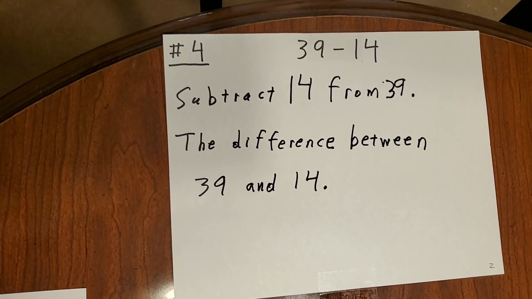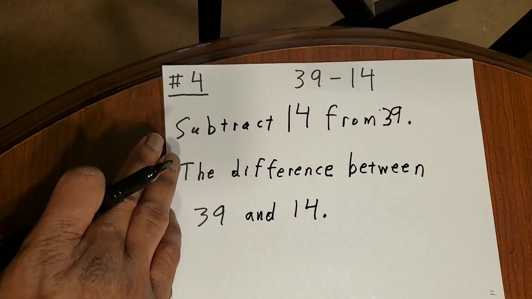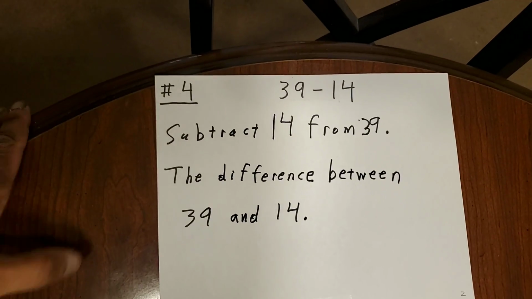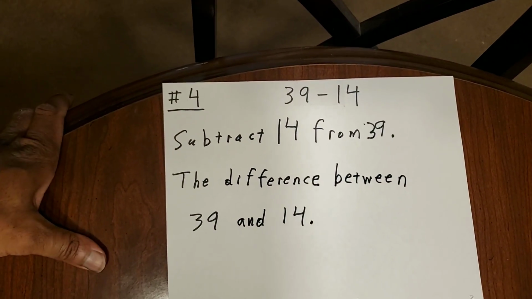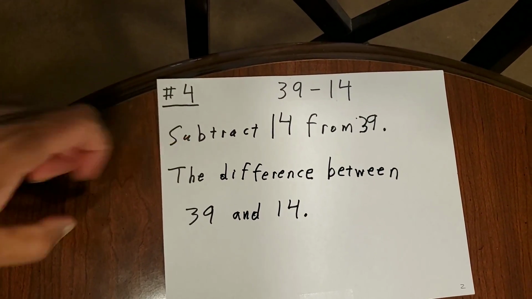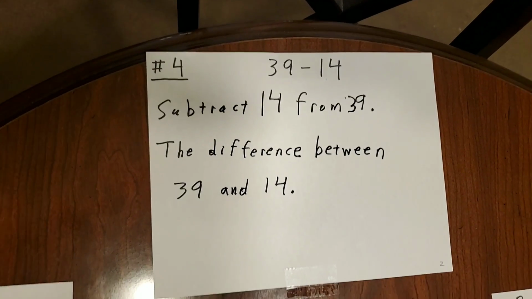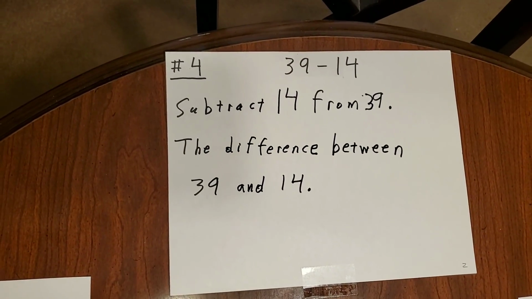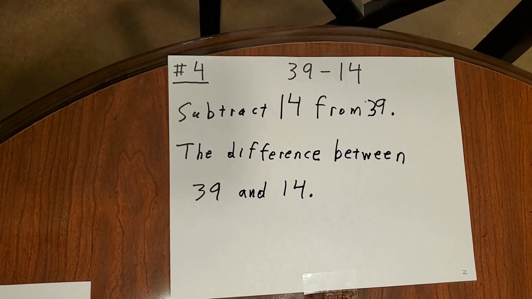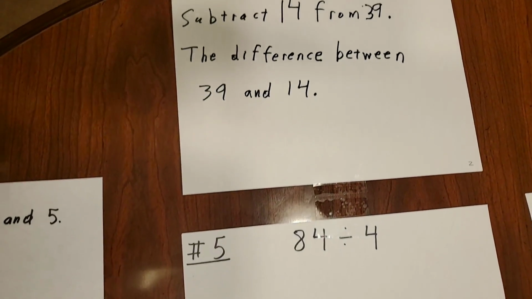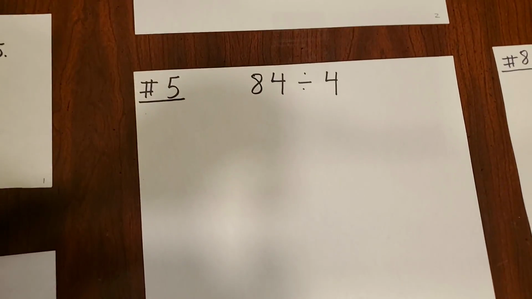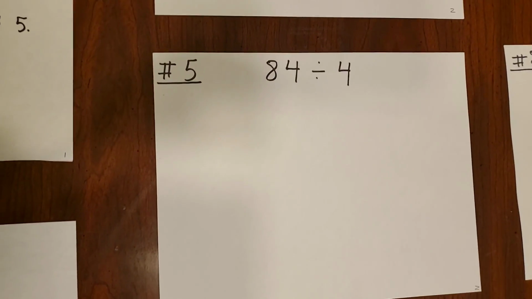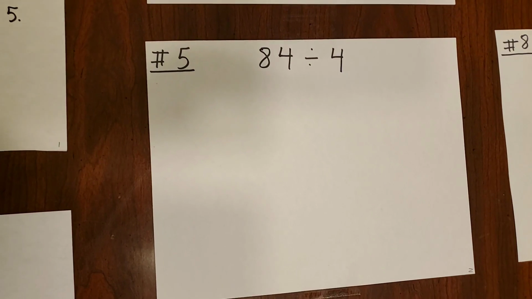So did everybody see what we just did? These two mathematical sentences represent 39 minus 14. I could say subtract 14 from 39, or the difference between 39 and 14, and we use the words on the list to help us decide what sentence we're going to write. All right, so let's go to number 5. 84 divided by 4. Okay, what sign do we see?